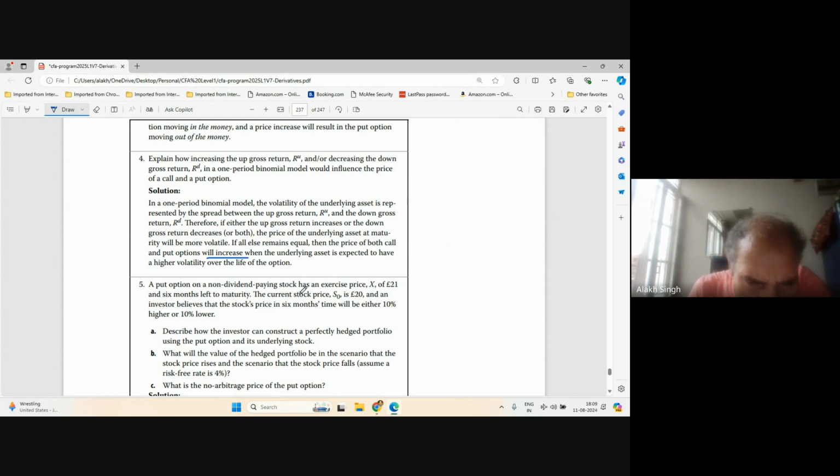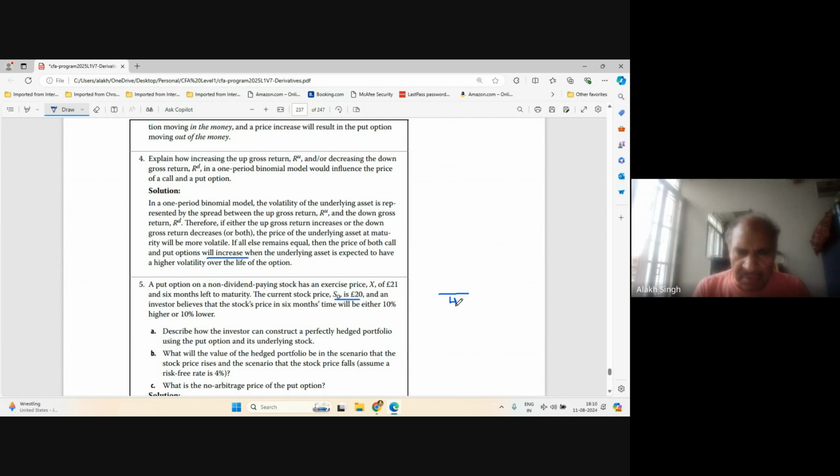A put option on the non-dividend paying stock has an exercise price of 21 and 6 months left to maturity. The current stock price is 20, and an investor believes that the stock price in 6 months will be either 10% up, so it will be 22. S1U is 22 and S1D is 18. So we have 22 minus 18, which is 4.